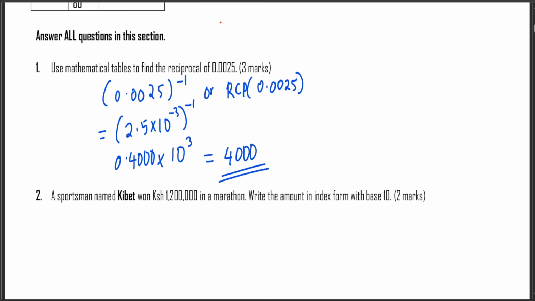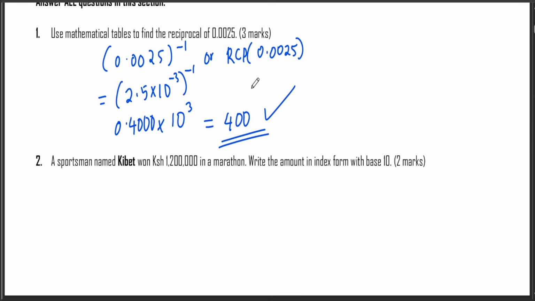Okay, so you can confirm using your calculator the reciprocal of 0.0025, and it's going to give you... Oh no, it's not 4,000. Sorry for that. It's 400. Sorry for that. So that is your answer, because times 10 power 3 itakuwa enda mara mbili, 1 2 3. Okay, mara tatu, sorry.